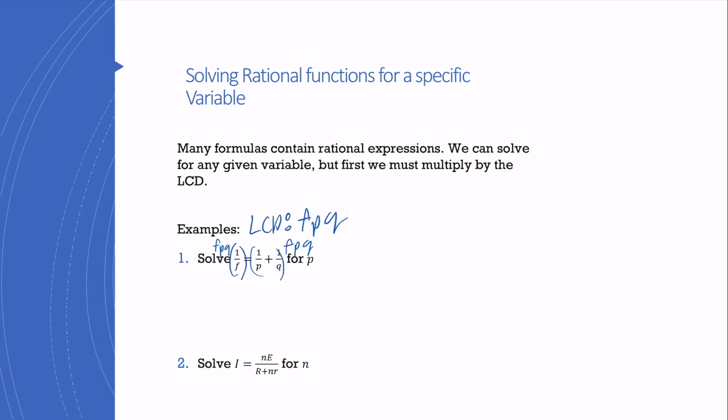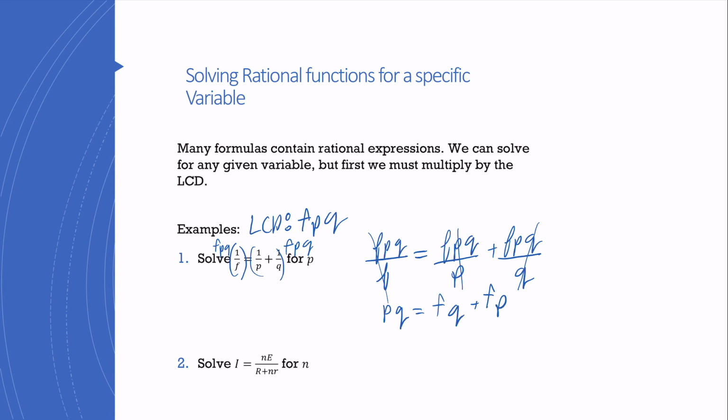That gives me fpq over f equals fpq over p plus fpq over q. Well, my f's are going to cancel, my p's are going to cancel, and my q's are going to cancel. So I have pq equals fq plus fp. And I need to solve this for p, so I have to get my p's together. I'm going to subtract fp from both sides. So I have pq minus fp equals fq.